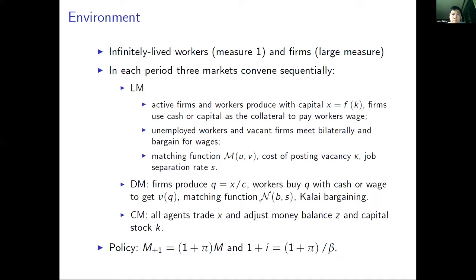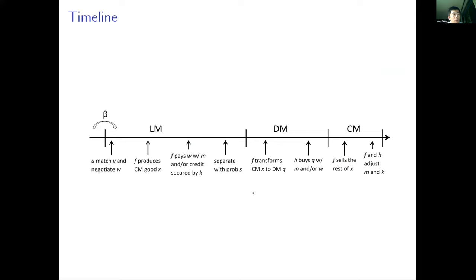Here's the timeline. For time's sake, I won't give you the detailed value functions for everything. I'm going to explain a little more on the timeline so you understand the agent decision problem. In the labor market, if the worker is unemployed, the worker is going to match with vacancies and negotiate a wage. After they get into a match, they sit out for one period and start producing from the next period.